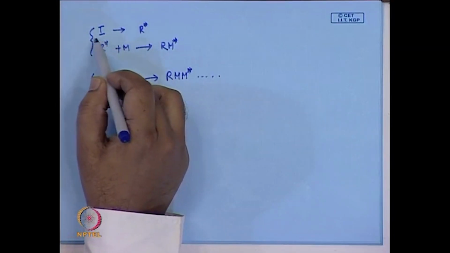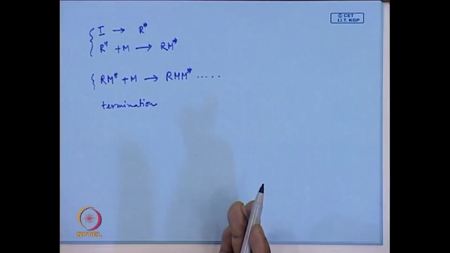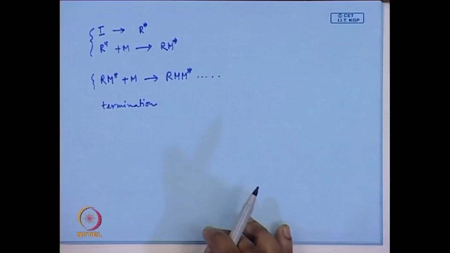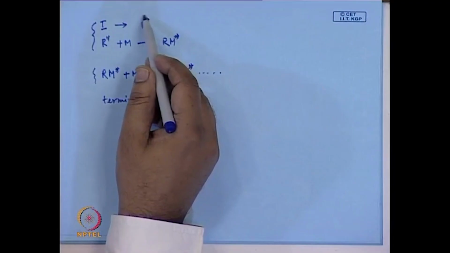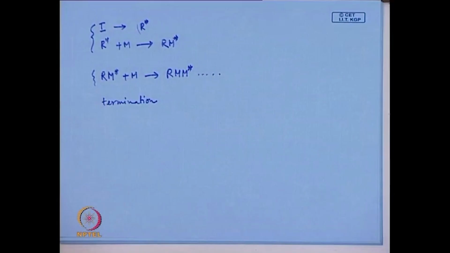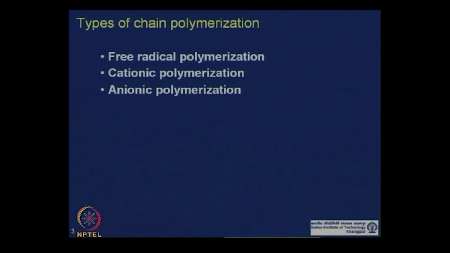So, in this case, you require a reactive species to initiate the polymer chain, unlike in step polymerization where you did not require a reactive species, and depending on the nature of this reacting species R*, you can classify these chain polymerization reactions into different types. For example, if R* is a free radical, then we name this polymerization a free radical polymerization. If this is a cation, then it is a cationic polymerization. If this is an anion, then it is an anionic polymerization.